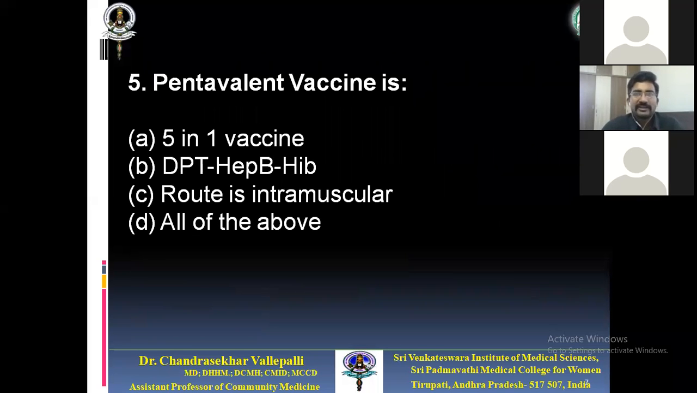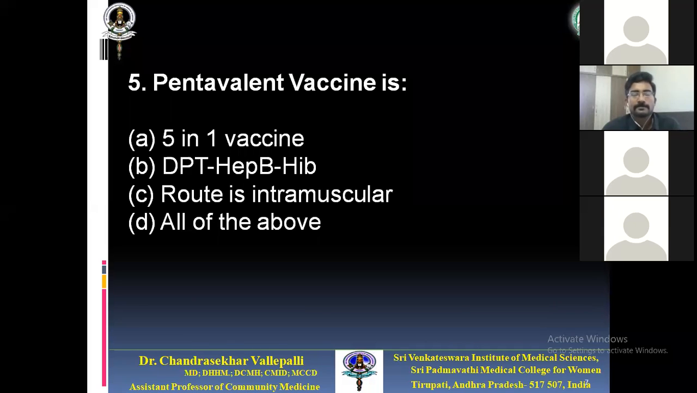So pentavalent vaccine is A, 5-in-1 vaccine, B, DPT, Hep B, Hib, C, route is intramuscular, D, all of the above. All of the above. Excellent, great response. So most of the people are opting for all of the above. Okay.